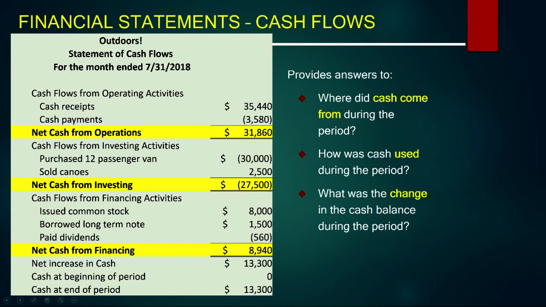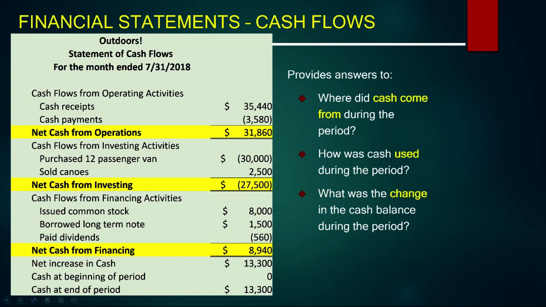And you can see the big purchase was a 12-passenger van for $30,000. They also had a positive cash inflow. They sold some canoes. So the cash flow answers questions such as, where did the money come from? How was the money used? And what was the change in the cash balance during the period?